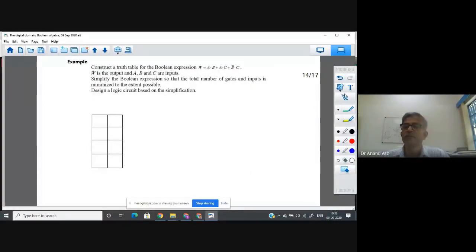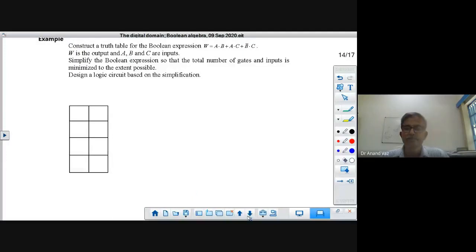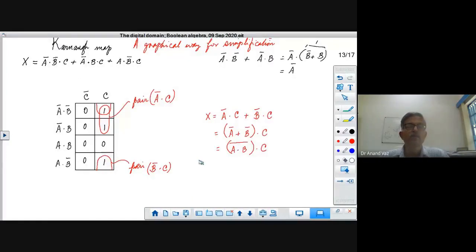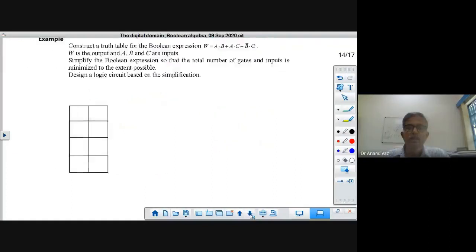Yesterday we were discussing Karnaugh maps and how we could simplify using this graphical way, using this tabular way. And it's quite simple. You can see, although the logic was very simple, the process of simplification also was quite simple. In this lecture, we'll take one more example.